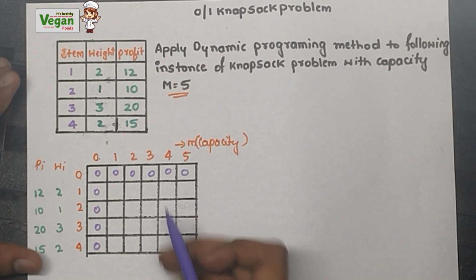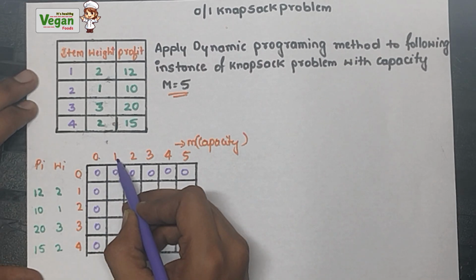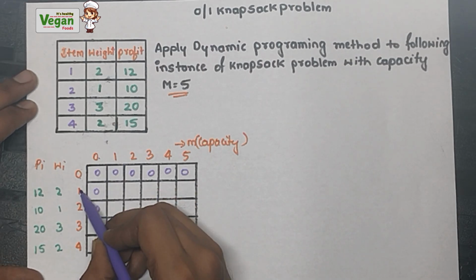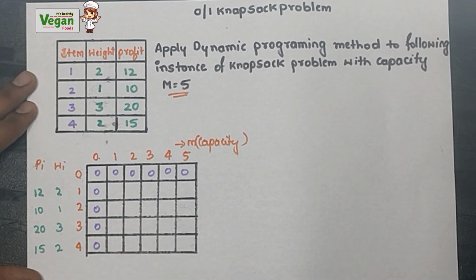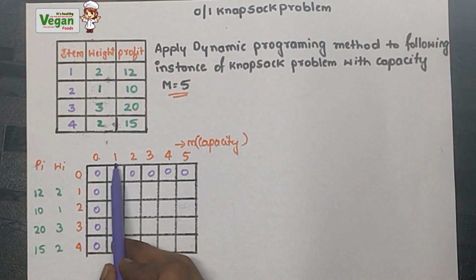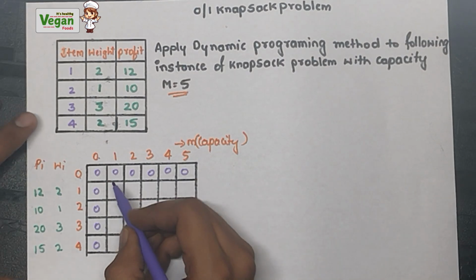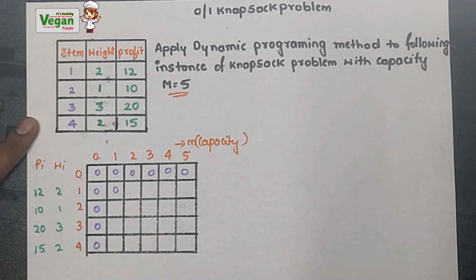Next, what is the capacity? 1. For the first item, capacity is 1, but the weight of the item is 2. So there is a 1 liter container, but you must fill 2 liter. You must fill 2 liter or you should not fill it. You cannot fill half of it. So the capacity is 1, but the weight is 2. You cannot fill. So you can write 0.